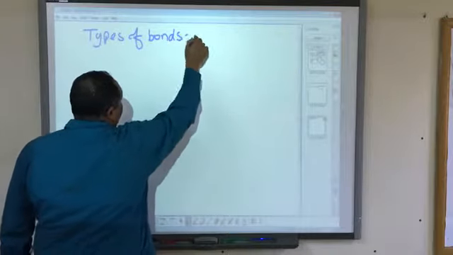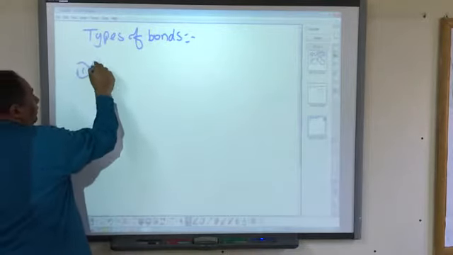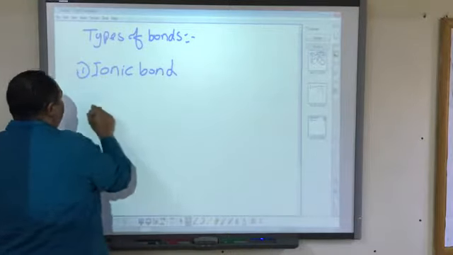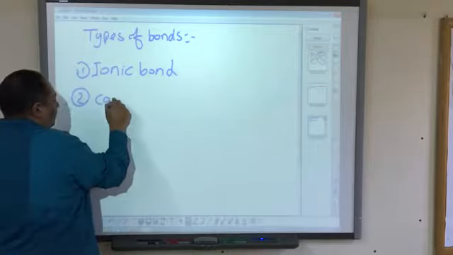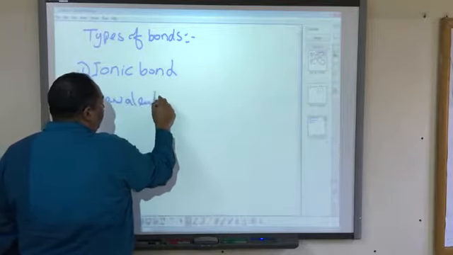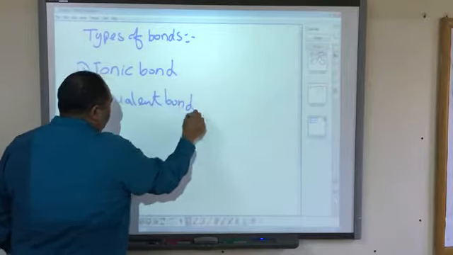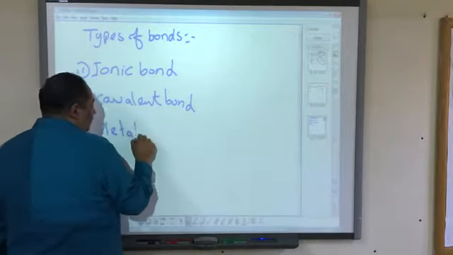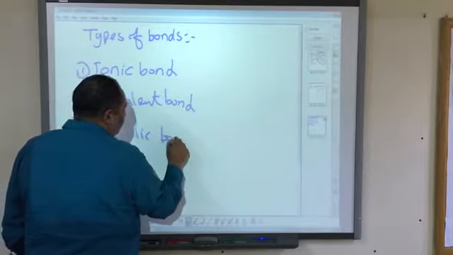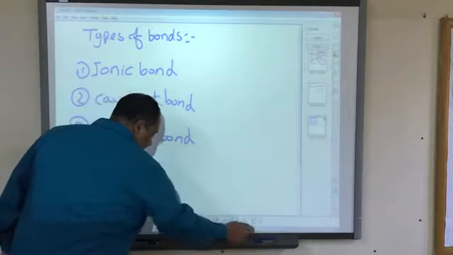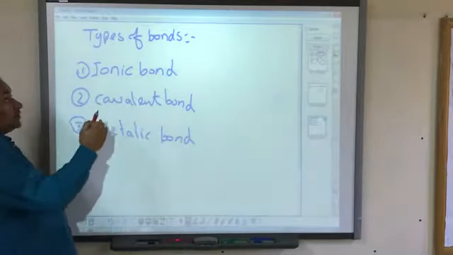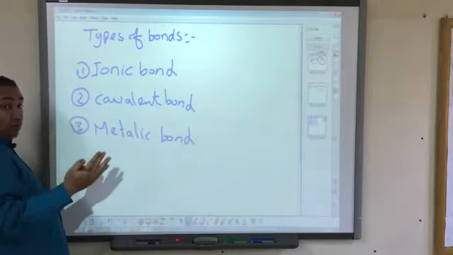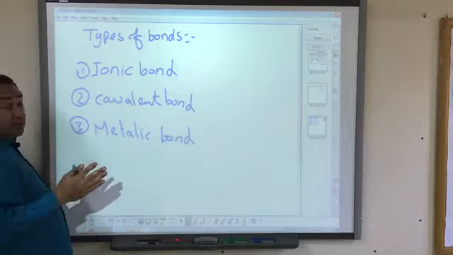Types of bonds. Number 1, ionic bond. Number 2, covalent bond. Number 3, metallic bond. Remember this, very important, that it is the governing rules of the types of bonds.